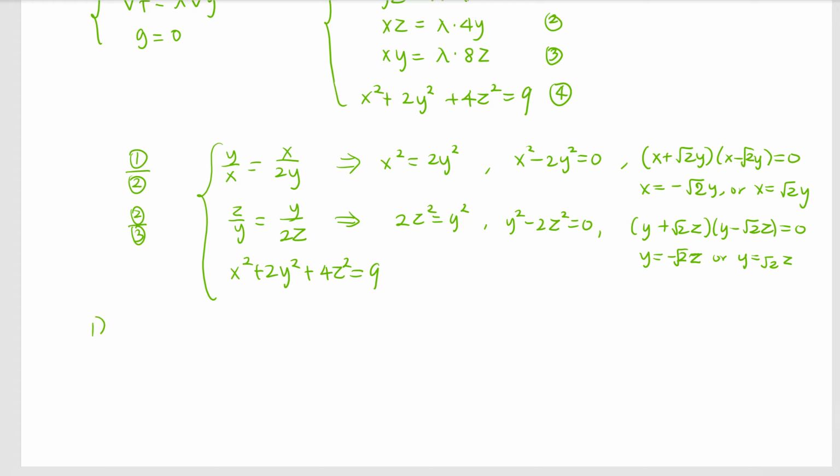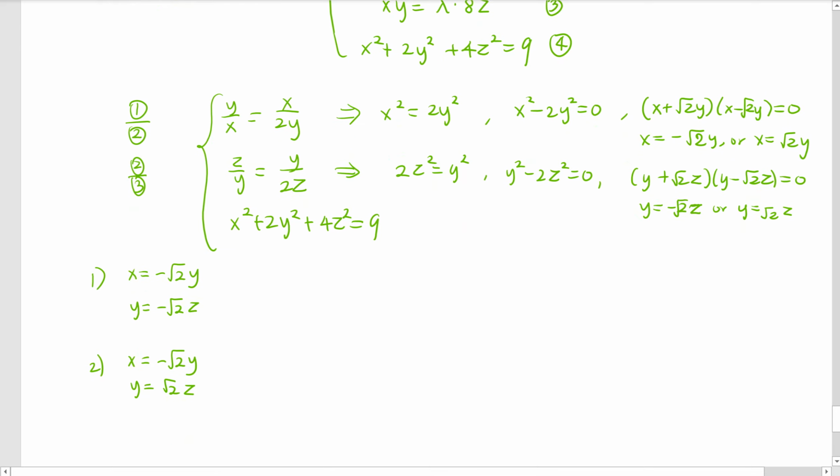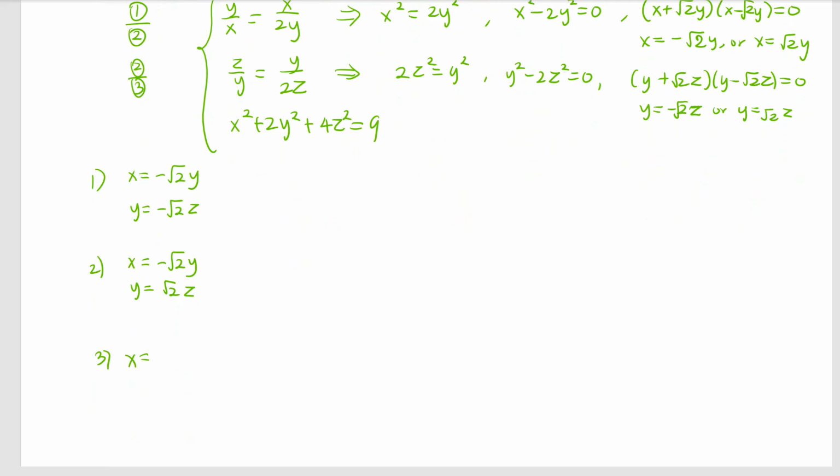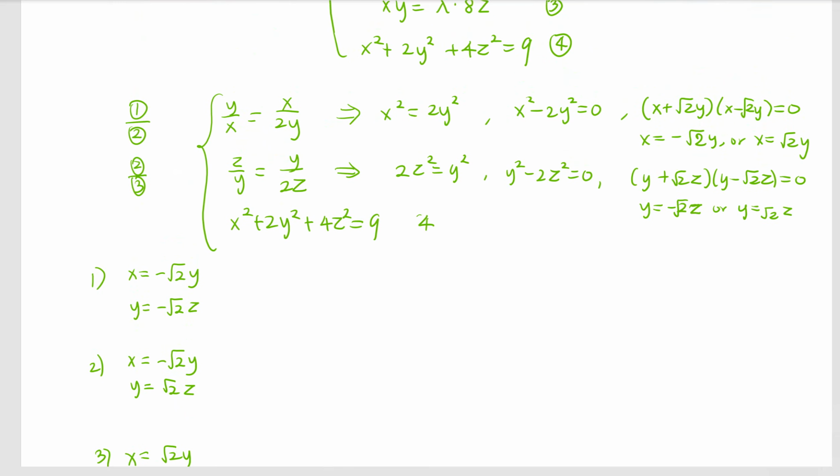Okay, let's see. The first possibility is x equals minus square root of 2 y and y equals minus square root of 2 z. Second possibility is x equals minus square root of 2 y but y equals square root of 2 z. Third possibility, x equals square root of 2 y, y equals minus square root of 2 z. Fourth, x equals square root of 2 y, y equals square root of 2 z. So those are the 4 possibilities. So let's plug into equation 4.